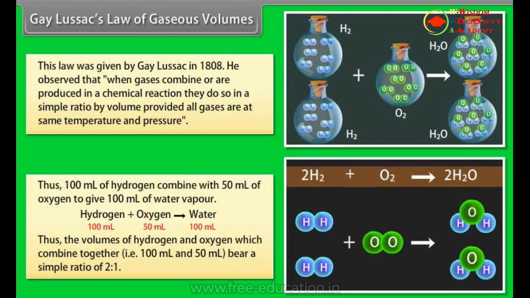Thus, 100 ml of hydrogen combine with 50 ml of oxygen to give 100 ml of water vapor. Hydrogen plus oxygen gives water. 100 ml plus 50 ml gives 100 ml. Thus, the volumes of hydrogen and oxygen which combine together, that is 100 ml and 50 ml, bear a simple ratio of 2:1.